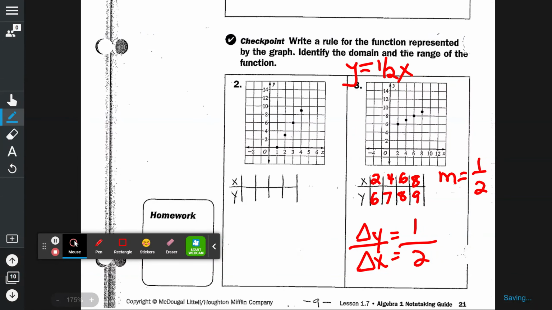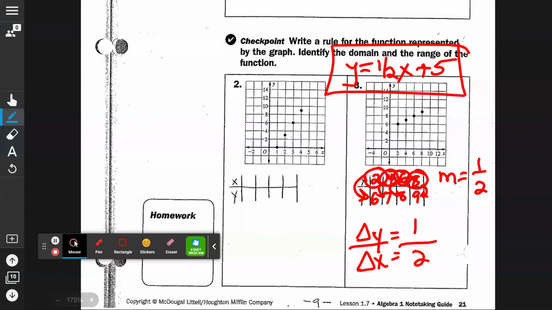Now I have to see what I have to add or subtract. So 1/2 of 2 is 1. What do I have to add to make it a 6? I have to add a 5. 1/2 of 4 is 2. Add 5 and you get 7. Half of 6 is 3. Add 5, you get 8. Half of 8 is 4. Add 5 and you get 9. So y equals 1/2 x plus 5 is my rule.